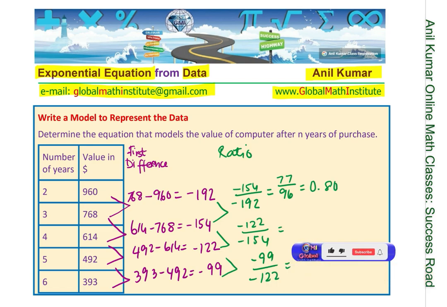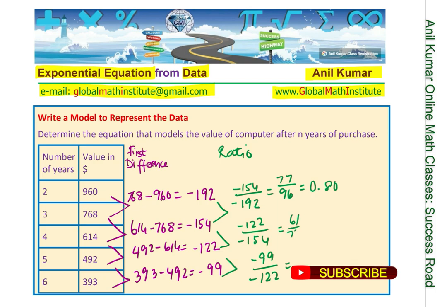The next one here is 122 divided by 154, and that is 61 over 77. Let's check the decimal value, which is equal to 0.79. The last one is 99 divided by 122, and the decimal equivalent is 0.81.